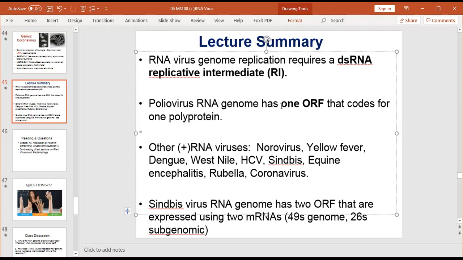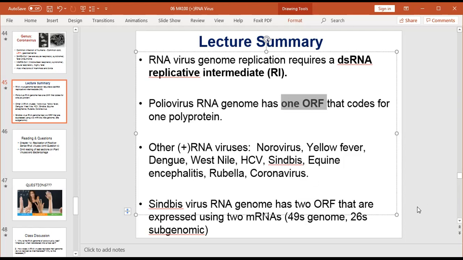Poliovirus RNA genome has only 1 open reading frame that codes for 1 polyprotein, and it will be further autocatalytically cleaved into 3, and then further proteolytic cleavage into many proteins. Other positive RNA viruses include norovirus, yellow fever virus, dengue virus, West Nile virus, hepatitis C virus, Sinbis virus, equine encephalitis, rubella virus, and coronavirus.